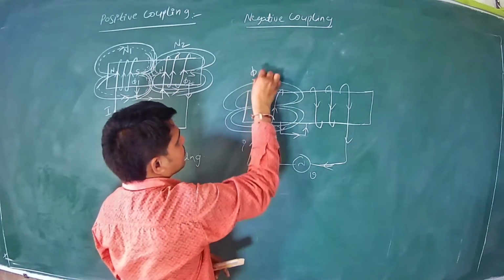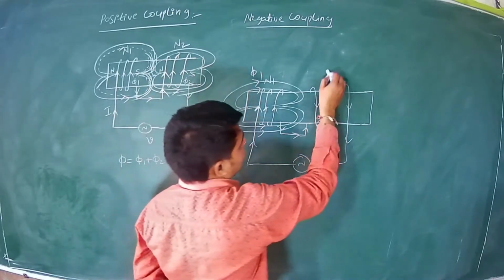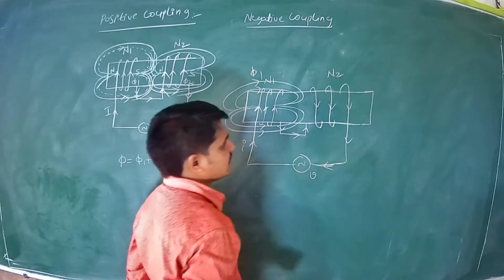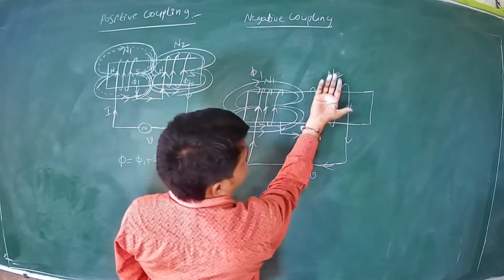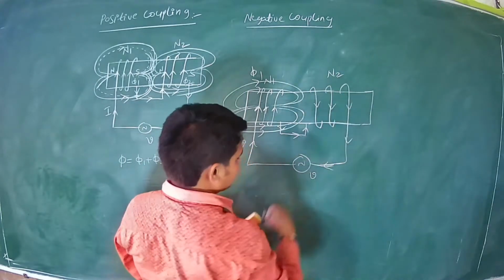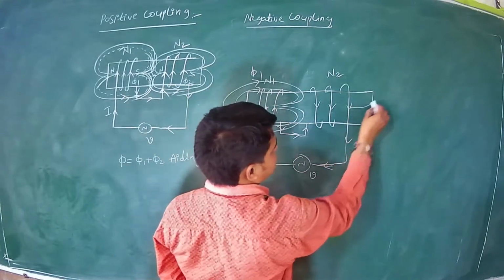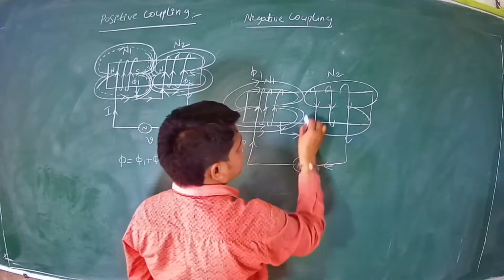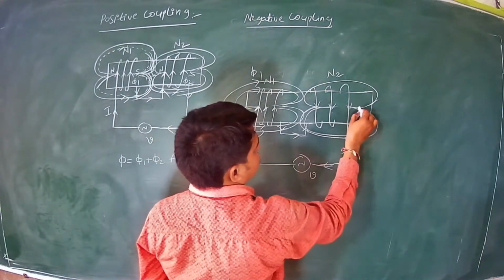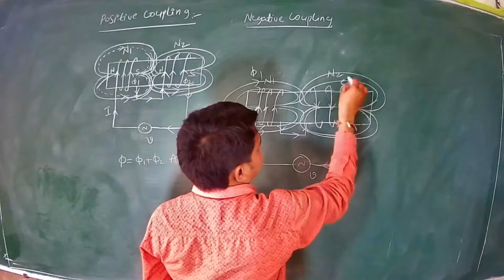Now the second coil has N2 turns. Here you have to hold your hand like this because the current is coming like this. Therefore this is the flux direction, like this.